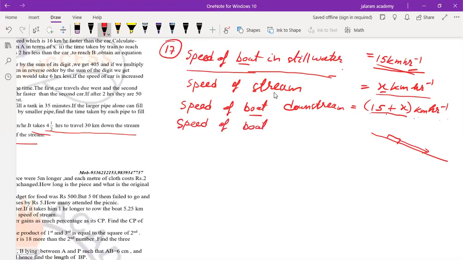And at the same time, speed of boat upstream. Speed of boat upstream is obtained by speed of boat in still water minus speed of stream, kilometer per hour. Means if boat travels opposite the stream, boat travels 15 km in 1 hour, while stream travels x km per hour in opposite direction. So it brings the boat back by x kilometer. So the total distance traveled in 1 hour becomes 15 minus x kilometer. So the speed of boat upstream also becomes 15 minus x kilometer per hour.